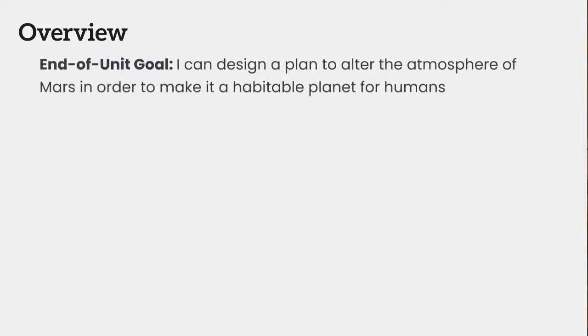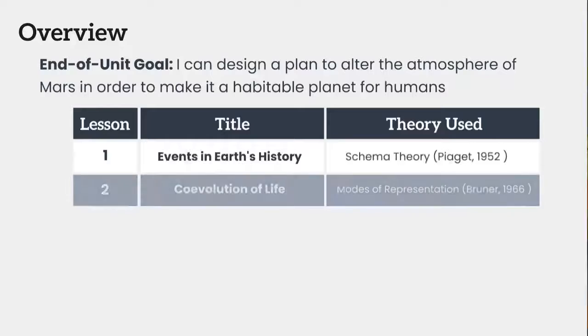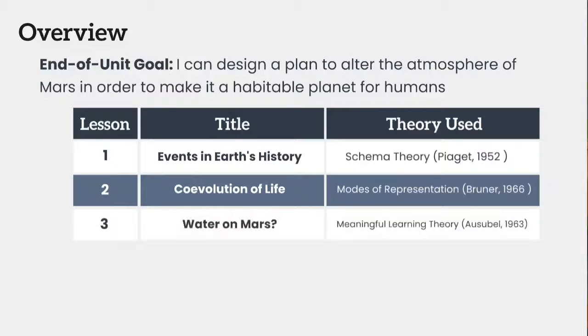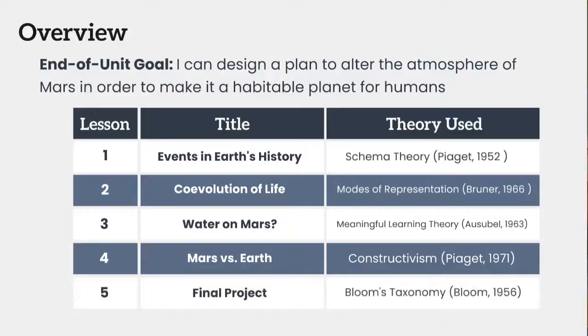I'm Tess Walston, and I'll be going over my 5-lesson unit for a high school chemistry classroom. The end of the unit goal is to be able to design a plan to alter the atmosphere of Mars in order to make it habitable for humans. I used 5 influential learning theories to help drive my design of the activities and assessments for each lesson.